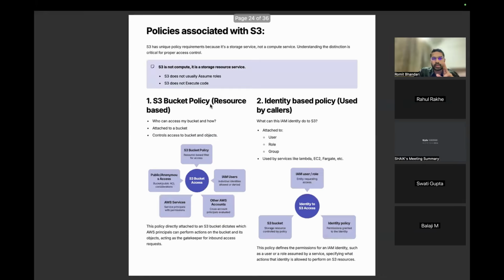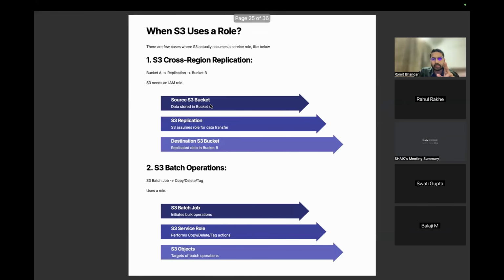So generally S3 doesn't use a role, but I have just put a couple of scenarios where S3 uses a role. These are far-fetched, edge scenarios. For S3 cross region replication, just note it as a point, no need to go into depth right now. This is an edge scenario anyway. For S3 cross region replication, S3 needs an IAM role. And for S3 batch operations, there also it uses a role.